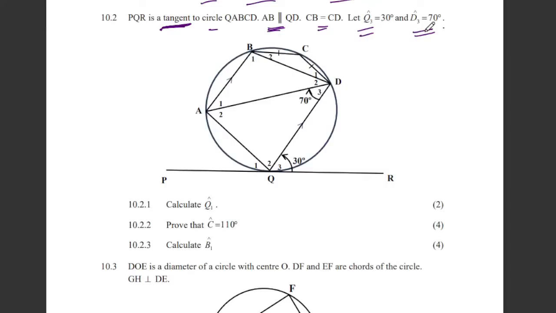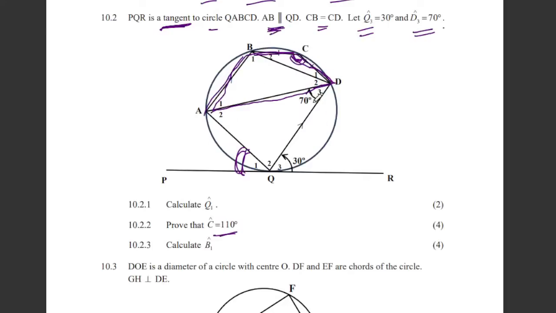Okay, so the first point they're telling us is to calculate Q1. So this is the Q1. Q1 is the angle between the tangent and the chord. So we can use the tan chord theorem. Okay, then prove that C is 110. This is our C. How many cyclic quadrilaterals do we see? We have like 2 cyclic quadrilaterals. Okay, so you can highlight this. People with highlighters, make good use of them. Okay, feel free to highlight. It's your paper. Highlight so that you can see nicely.